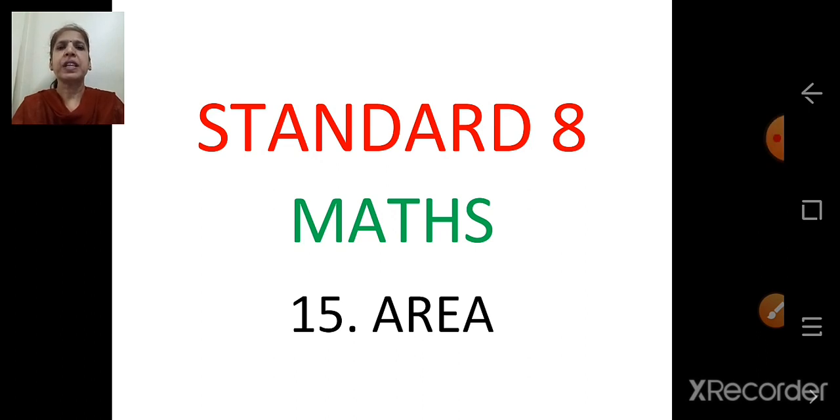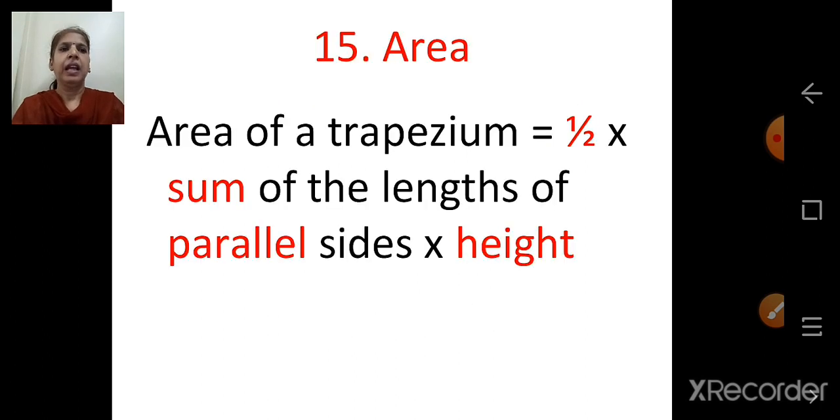Let's revise what you learned in the previous session. We have covered parallelogram, rhombus and now trapezium. What is a trapezium? A trapezium is a quadrilateral having one pair of opposite sides parallel. Area of trapezium formula is half into sum of the lengths of parallel sides into height.